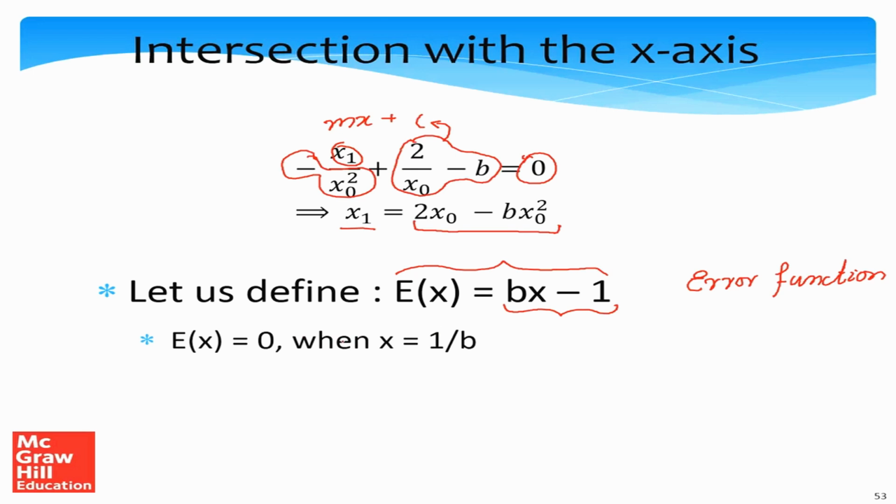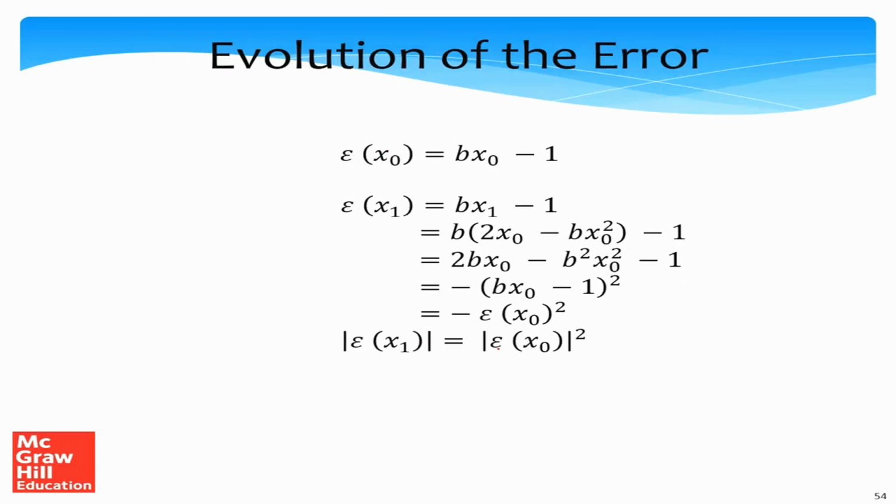So what is the advantage of defining it this way? When we reach the root, where x is equal to 1/b, the error becomes equal to 0. You just put x here. If x is 1/b, b times 1/b is 1, and 1 minus 1 is 0. So the error is 0. Our aim is also to make the error 0, and the error happens to be 0 when we reach the root of the function f(x).